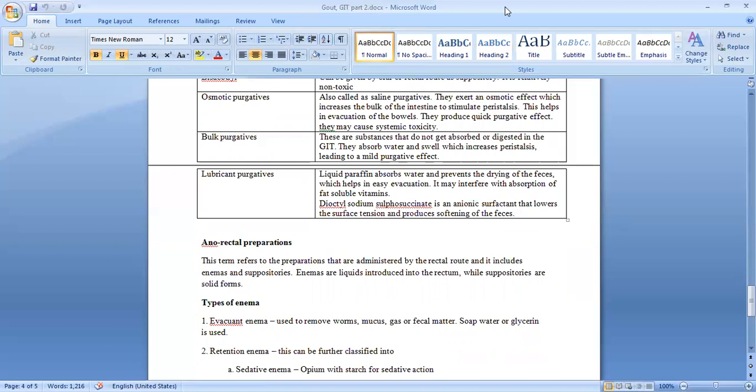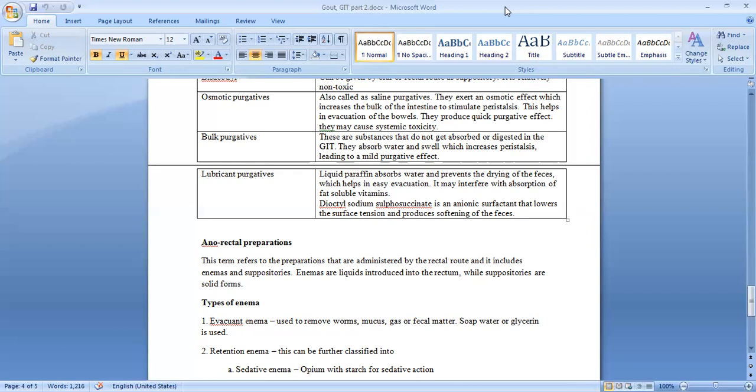So many times people who have constipation, the constipation is because the feces have become very hard. So in such cases, the liquid paraffin will absorb the water, and because of that, the feces will become soft. So when it is soft, the friction with the anal wall is less, and because of that, the feces can be easily evacuated.